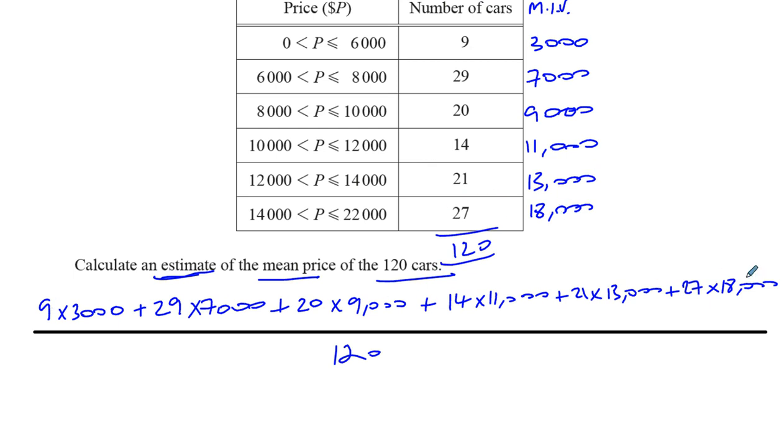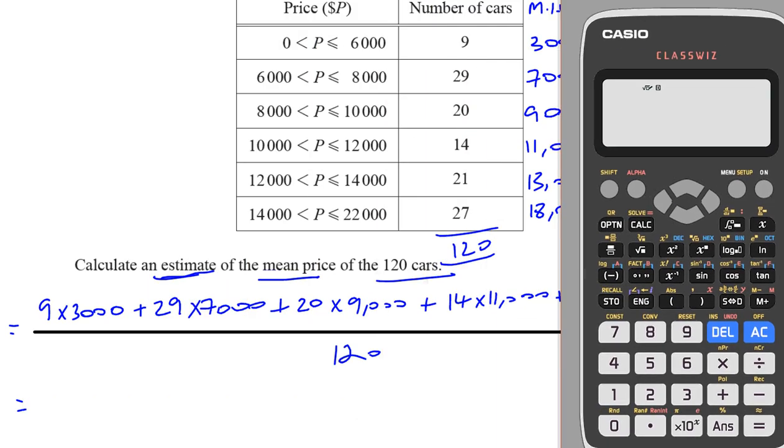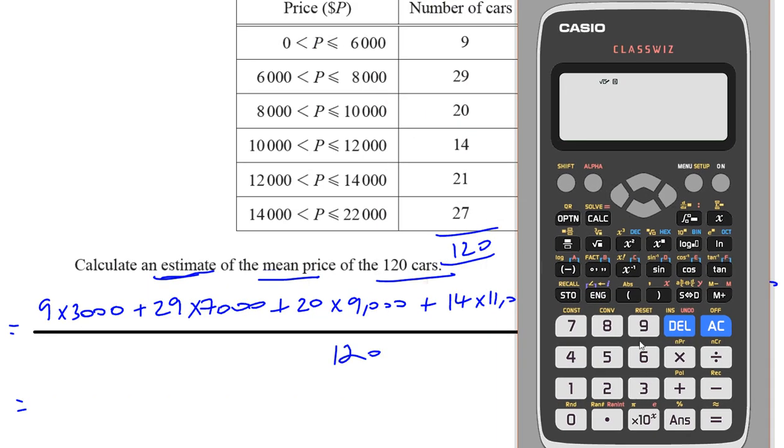This is an estimate. The numerator will give an estimate of the total value of those cars. So what I suggest you do is the following. Take your calculator and plug these values in. I'm going to write down the sum of all the estimated values first, and then divide by 120. You could put it all in one go as a fraction, but this way I write down a step that the examiner will be looking for in case I make a mistake.